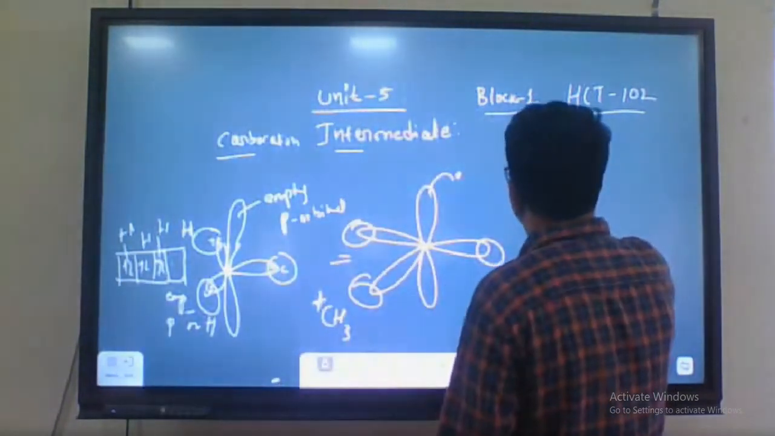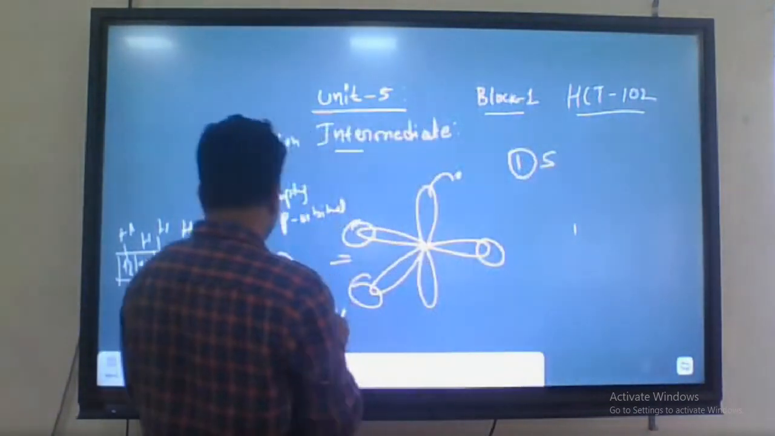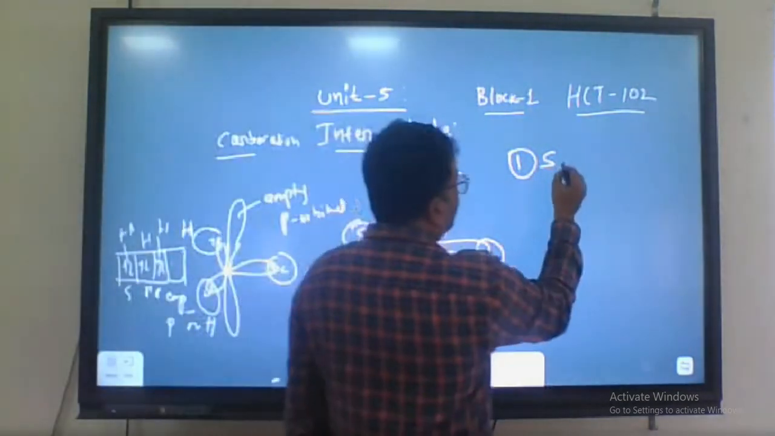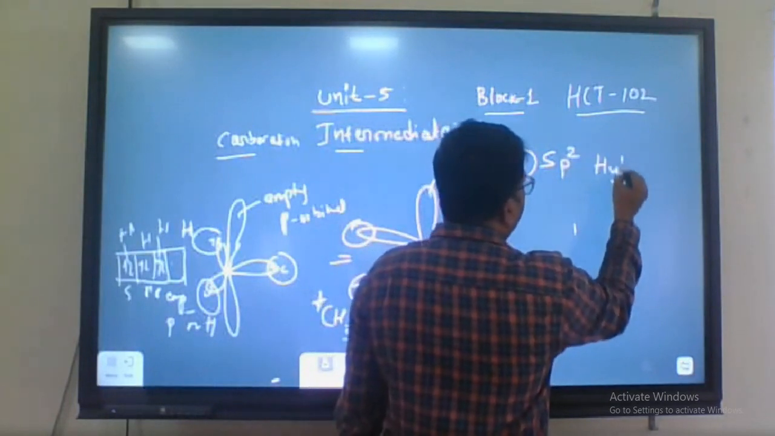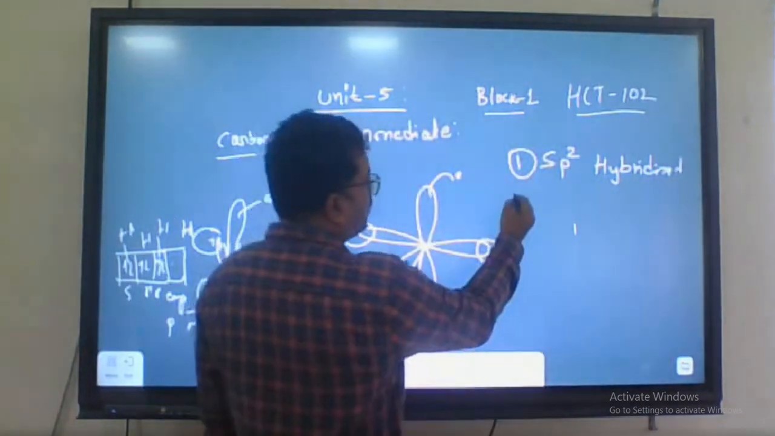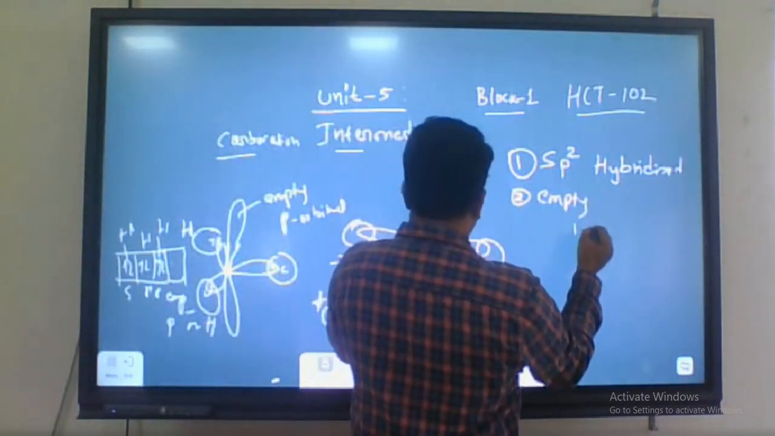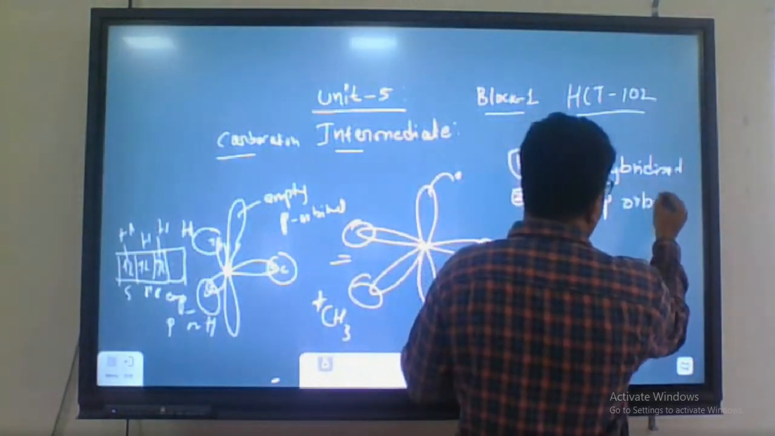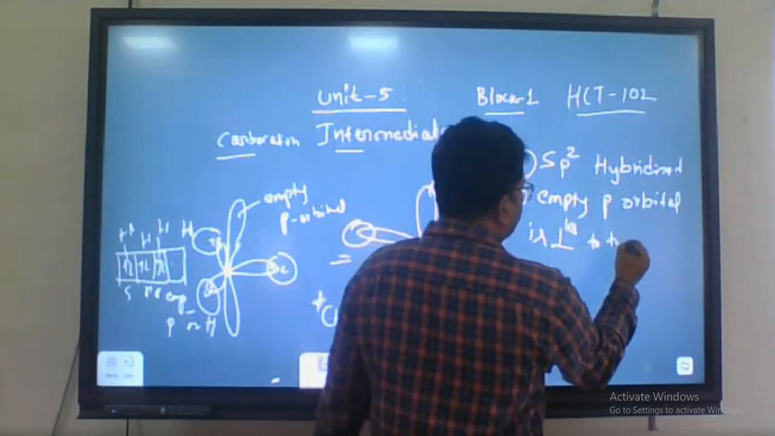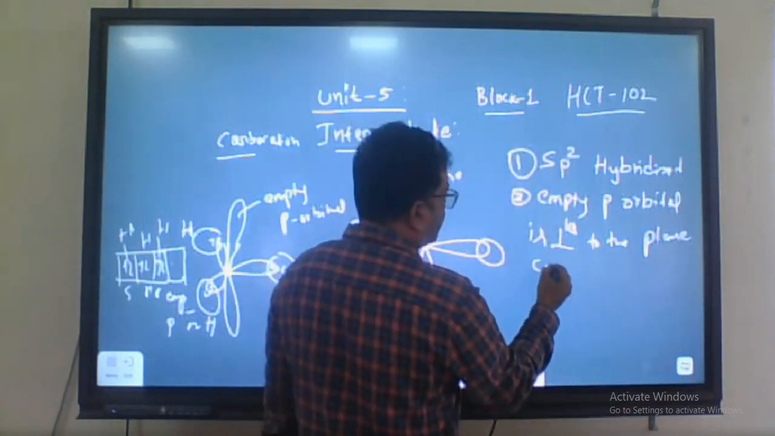So here, the first point: carbocation is sp2 hybridized. Carbocation has sp2 hybridization. Second point, one empty p orbital is perpendicular to the plane of carbocation.